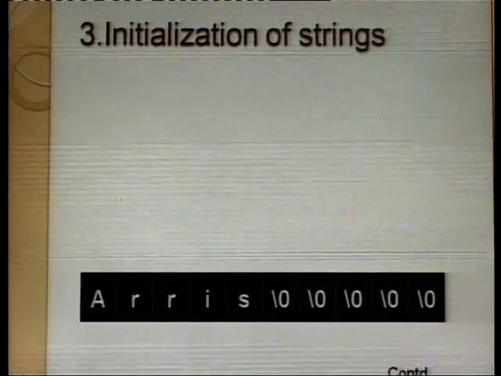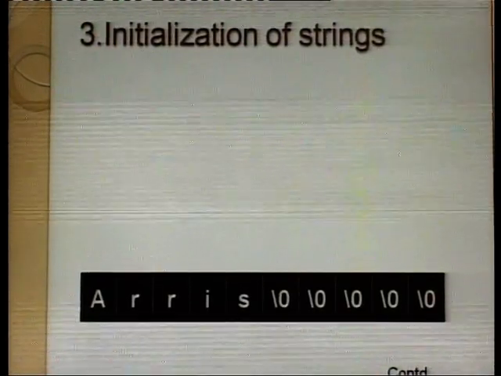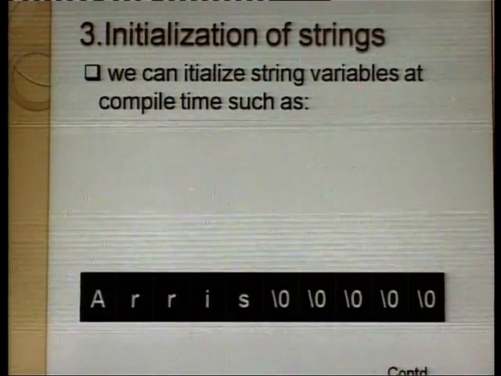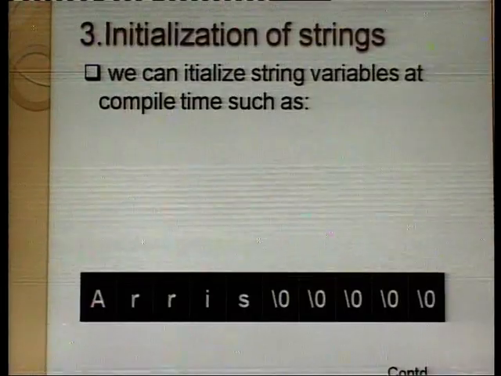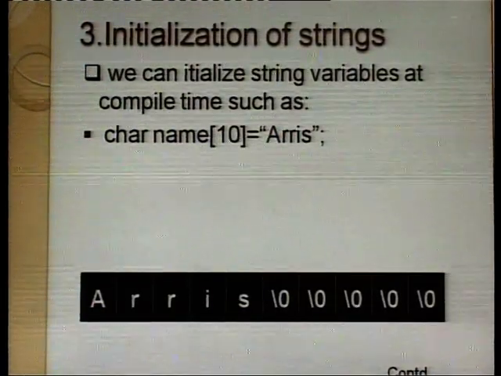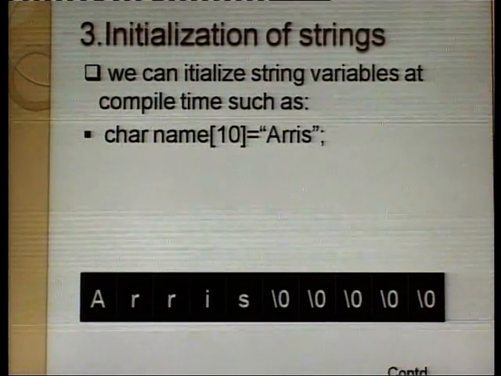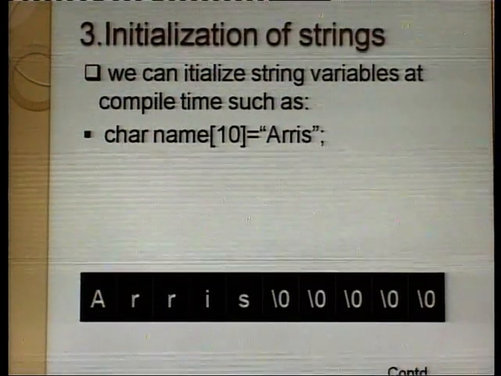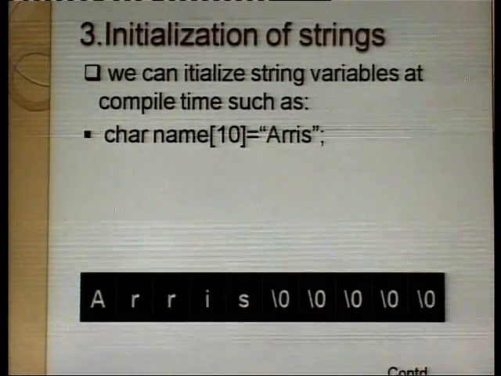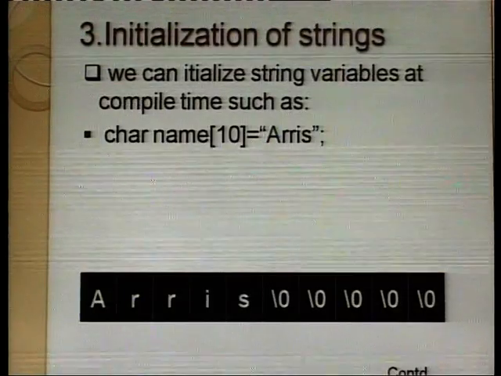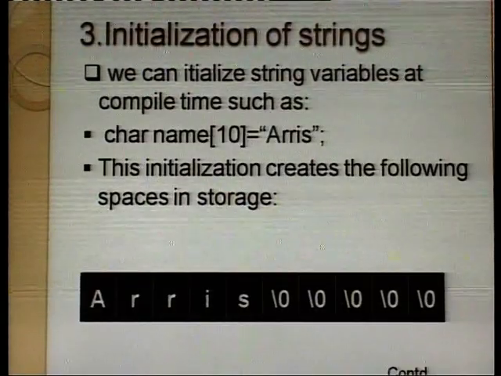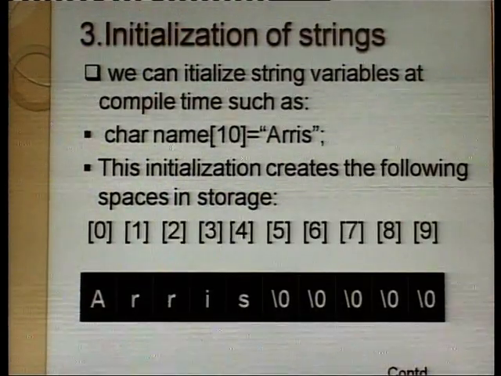Initialization of strings. There are different ways in which we can initialize string variables. We can initialize string variables at compile time, such as char name[10]. We have declared name as an array of characters with size 10 and assigned the value in double quotes. String values are always enclosed in double quotes, followed by a semicolon. This initialization creates the following spaces in storage.